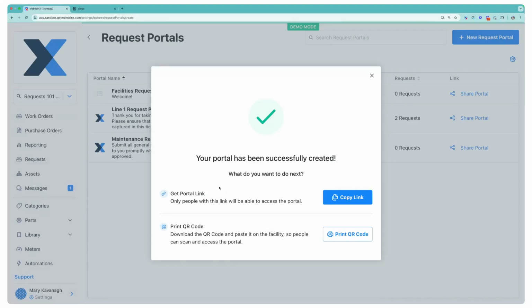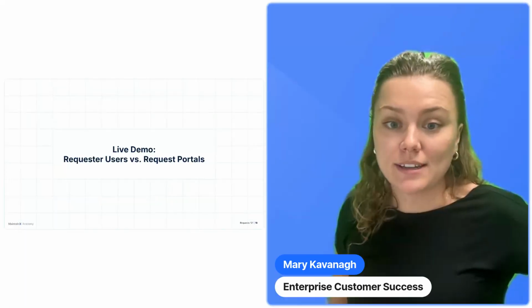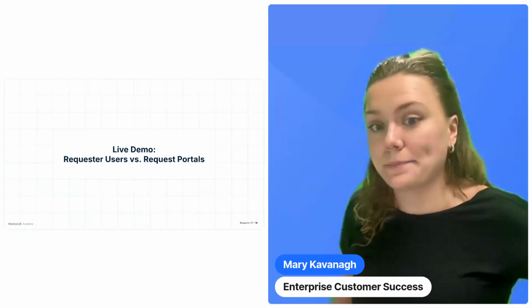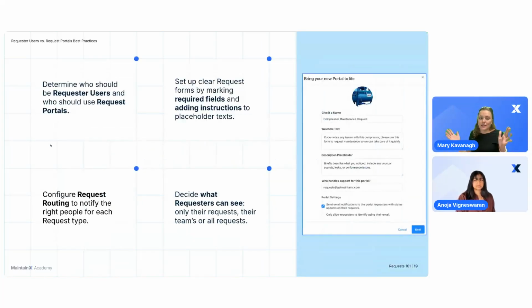And that is that. So heading back over here, I would like to go into just a couple of best practices with you. So firstly, we're going to want to make sure we determine who should be a requester user and who should use request portals. Now, we've given you some advice and we've given you some examples, but at the end of the day, it's going to be different for every company, and that's fine. So if you're doing something different, that's fine. Determine what is going to be best for you to use.